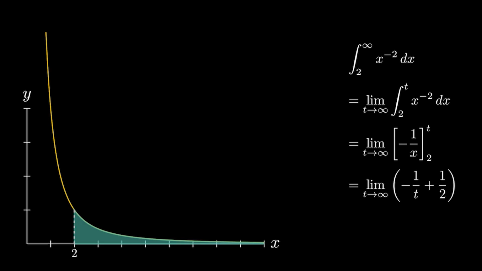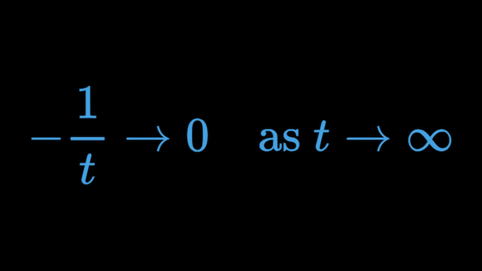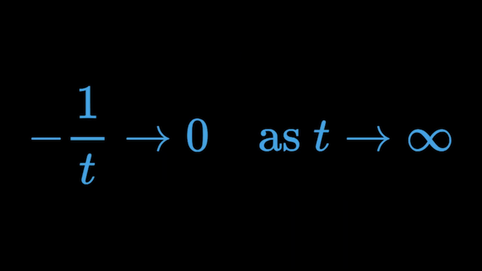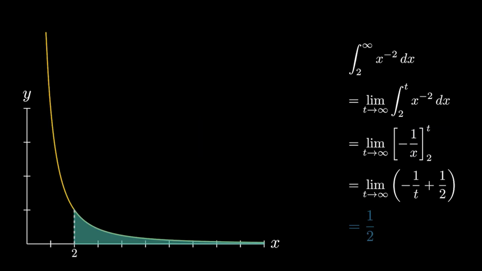What does this mean? Well, as t approaches infinity, what happens? In this scenario, negative 1 over t is simply going to approach 0, because 1 over infinity inevitably is 0. As the denominator gets bigger and bigger, you tend towards 0. So as a result, we're simply left with a half. And consequently, our integral clearly is convergent in this case.